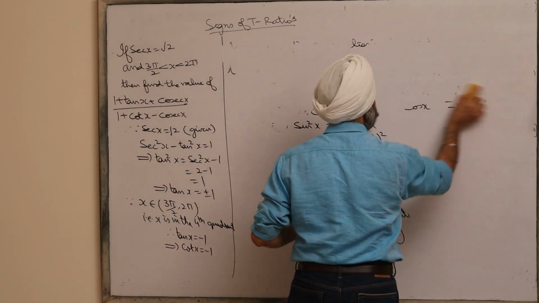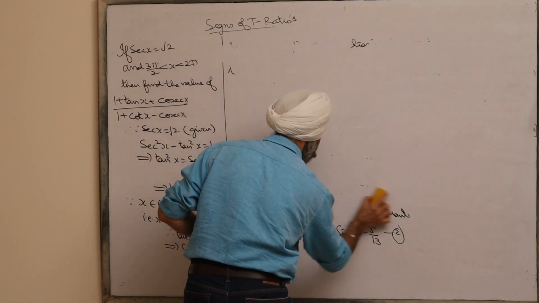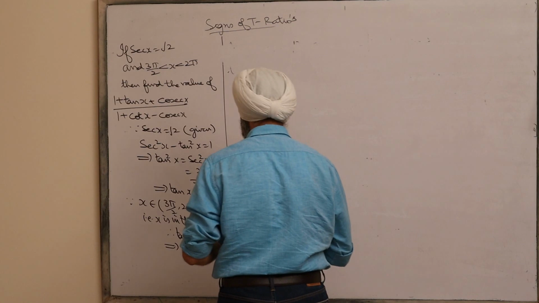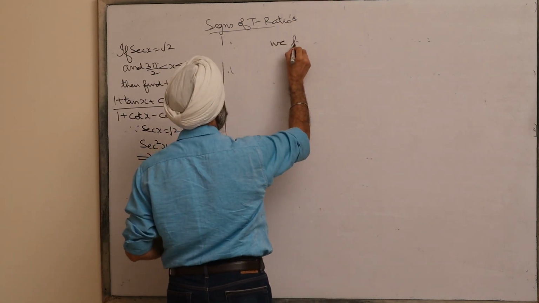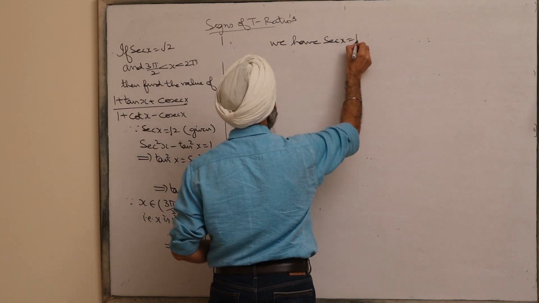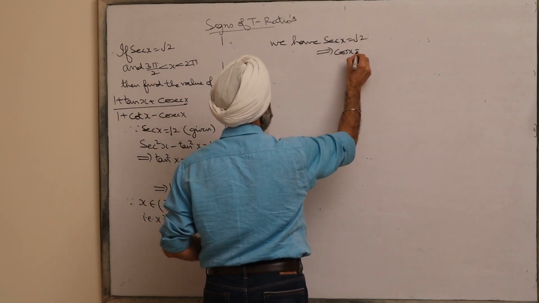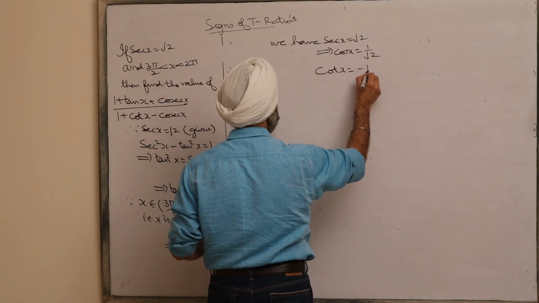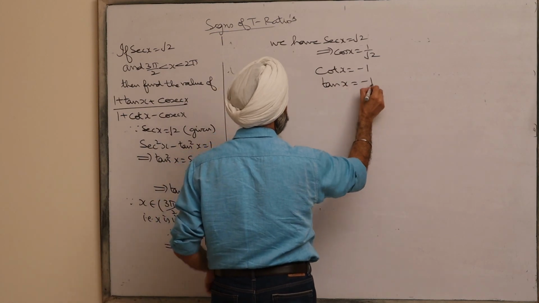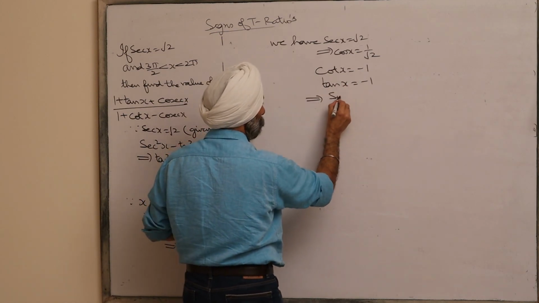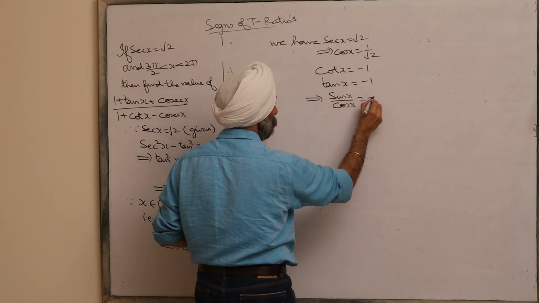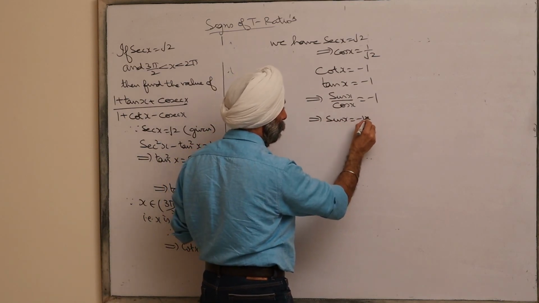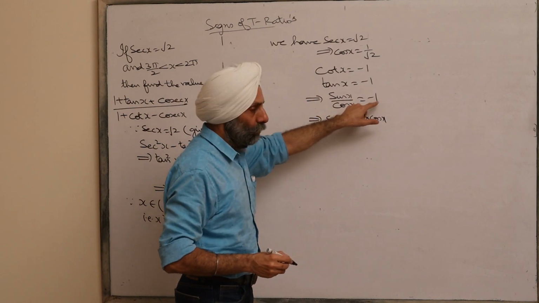So further, we have, that is, secant x is equal to under root 2, which implies cos x is equal to 1 over under root 2. Cot x is equal to minus 1. Tan x is equal to minus 1. So this implies sin x upon cos x is equal to minus 1. So this implies sin x is equal to minus 1 into cos x if you cross multiply the terms.